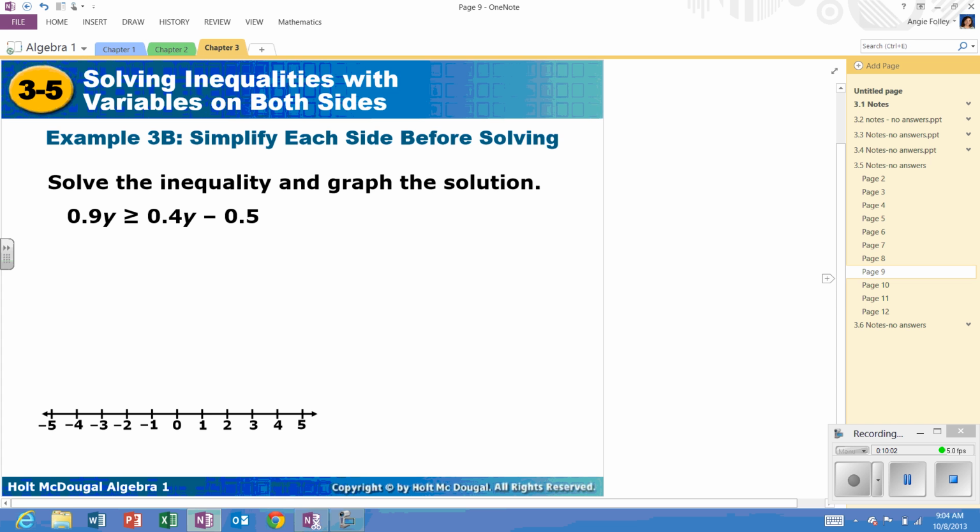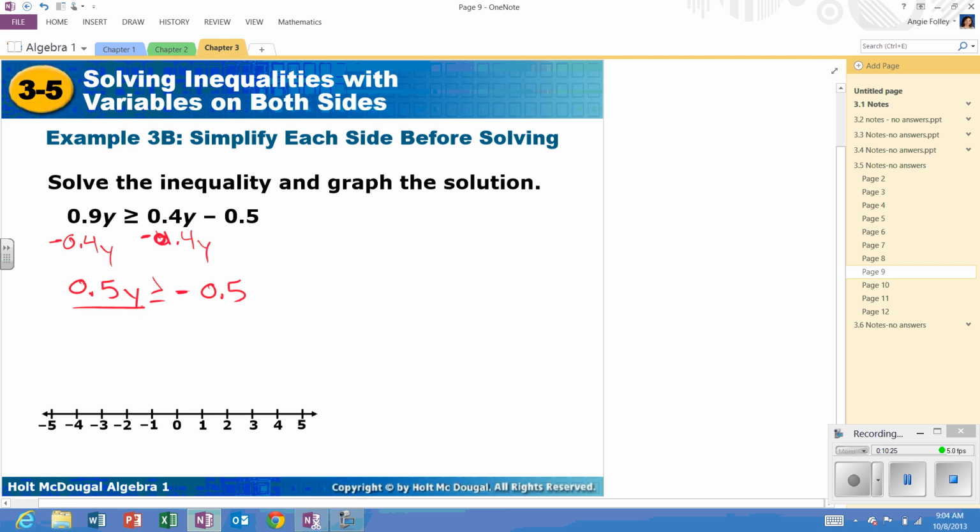Okay, next example. 0.9y is greater than or equal to 0.4y minus 5. Well, I want to collect all my y's on the left side, so I'm going to move this 0.4y over. 0.9 minus 0.4 comes out to 0.5y is greater than or equal to negative 5.